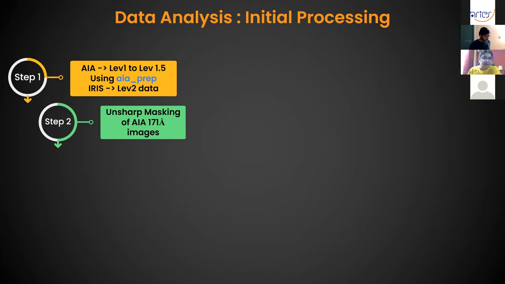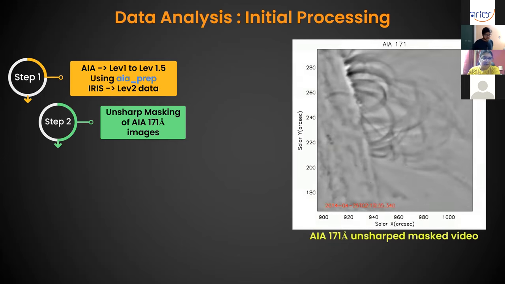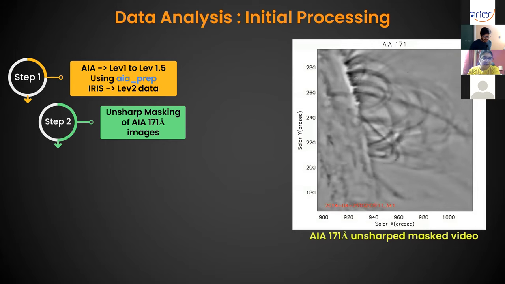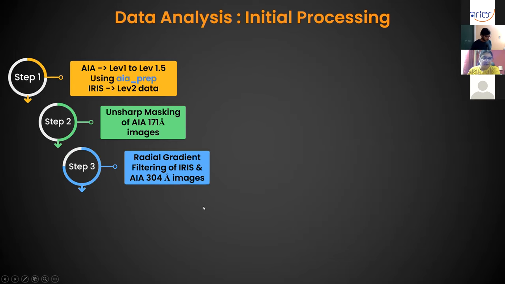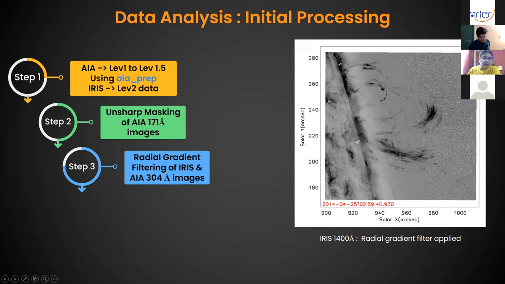In step two, we have applied unsharp masking to the AIA 171 angstrom images, which you can see in this particular video. Unsharp masking actually enhances the edges of the structures, and using this technique, we are able to see the fine coronal loop strands. After that, in step three, we did radial gradient filtering of IRIS and AIA 304 angstrom images, which you can see in this particular image. This radial gradient filtering is applied whenever we need to enhance the off-limb features.